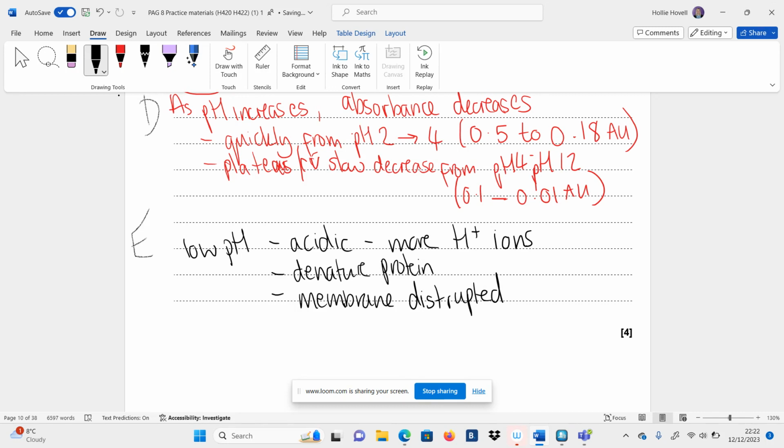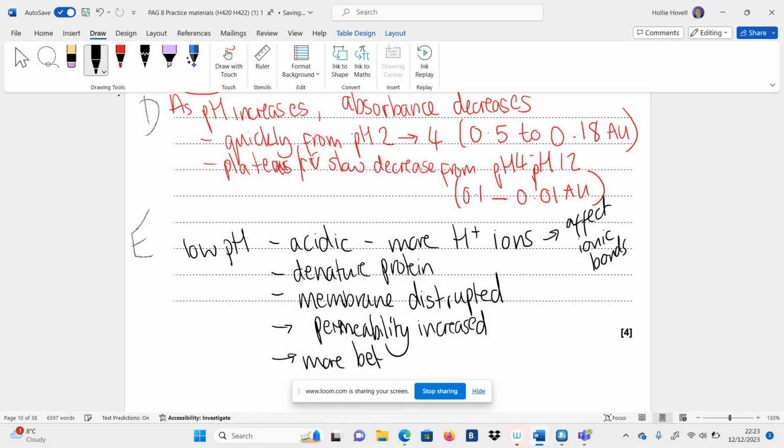Okay, so let's add the detail here. So you could say affect ionic bonds, because it's the ionic bonds where charges attract to one another. Okay, so it might be that parts of the polypeptide form a bond with the H plus ions rather than with another part of the polypeptide, which was holding the shape. Okay, so therefore permeability increases. So more betalain released.